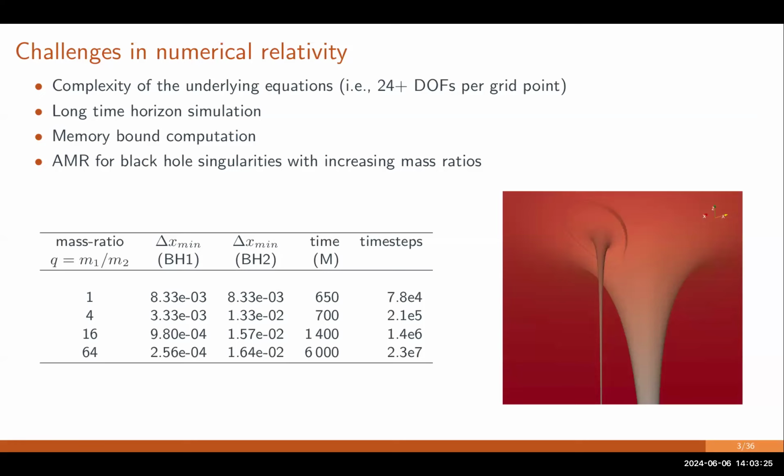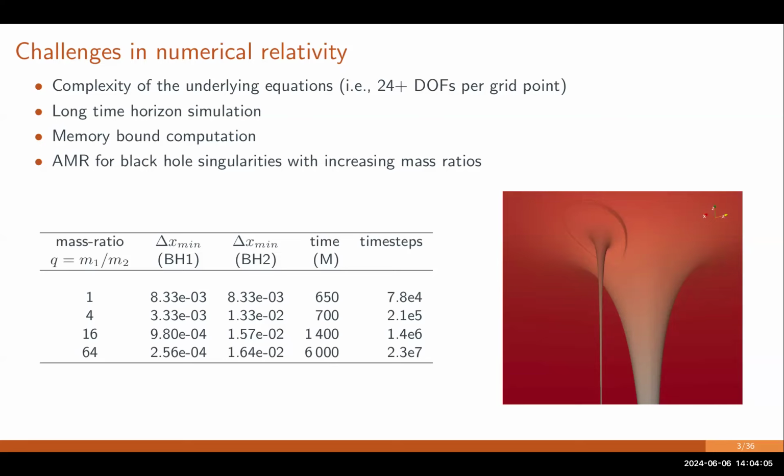I think these are some of the challenges that we all face in numerical relativity. The first is the underlying equations are complicated. If you are just evolving the vacuum Einstein equations in the BSSN formulation, you have 24 degrees of freedom. And if you go to other formulations, you might have more degrees of freedom. Also, we need to have long time horizon simulations, and these computations are memory bound. And we have to use AMR, adaptive mesh refinement, to capture the features in our simulations.